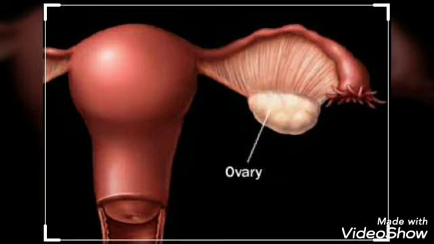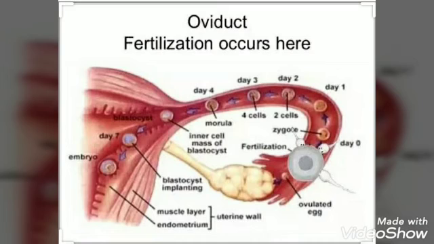Each ovary is composed of several thousand follicles. Now, what are follicles? Follicles are a kind of unripened eggs. At puberty, these follicles mature to form ripened eggs.